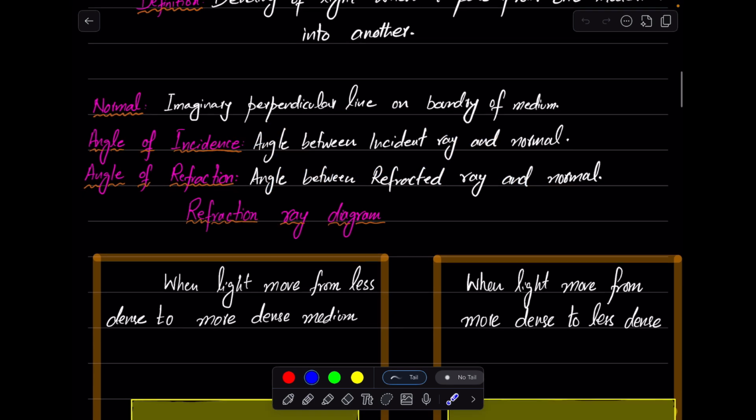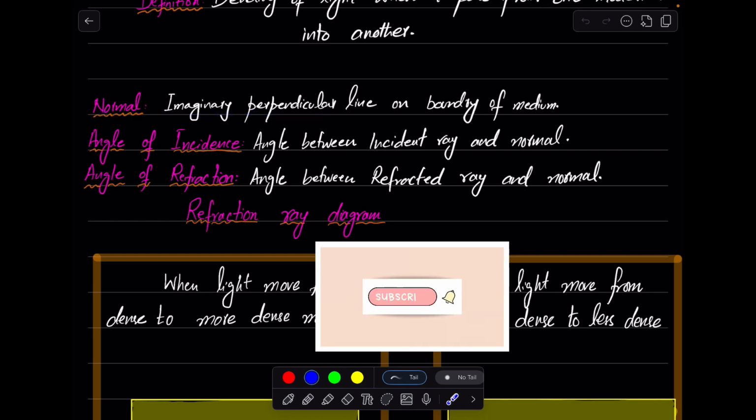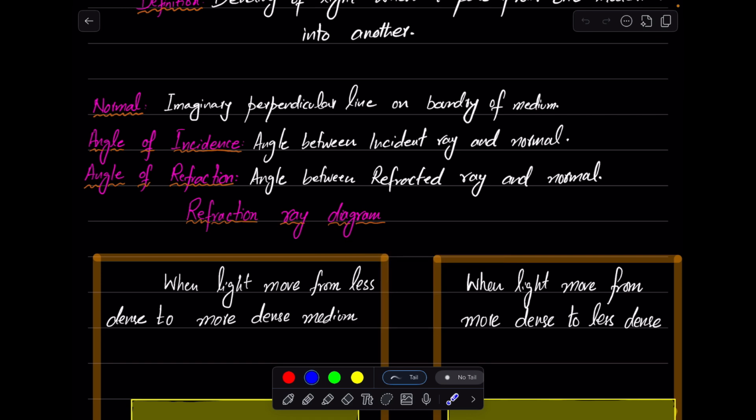Okay, so the next term that we use is the normal. The normal is an imaginary line that we draw perpendicular to the boundary. Okay, that is for reference. Why do we draw normals? Just to measure the angles. Incident angle, reflected angle, they are all measured with respect to the normal. Okay, so it's the reference line and it's an imaginary line. It does not exist in actual.